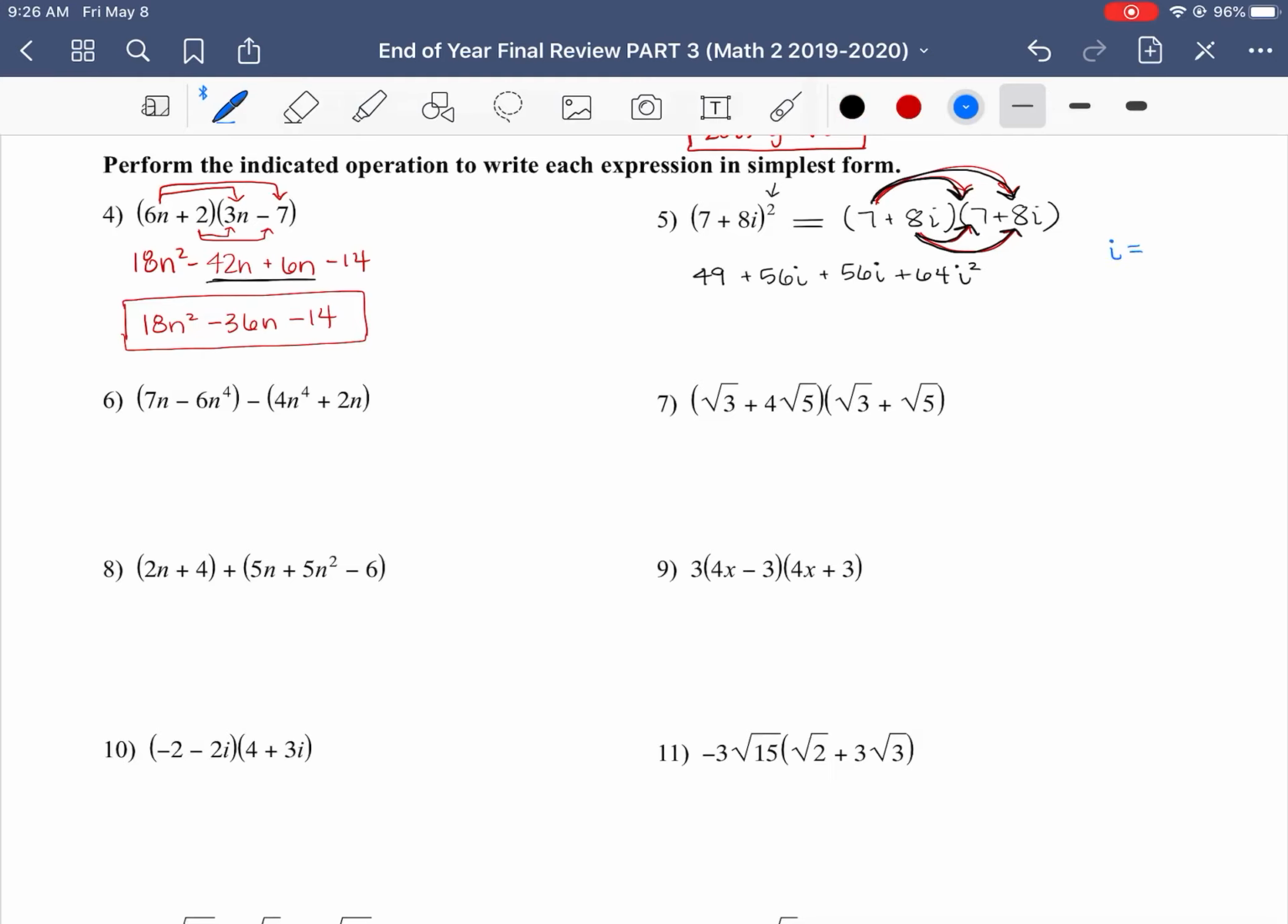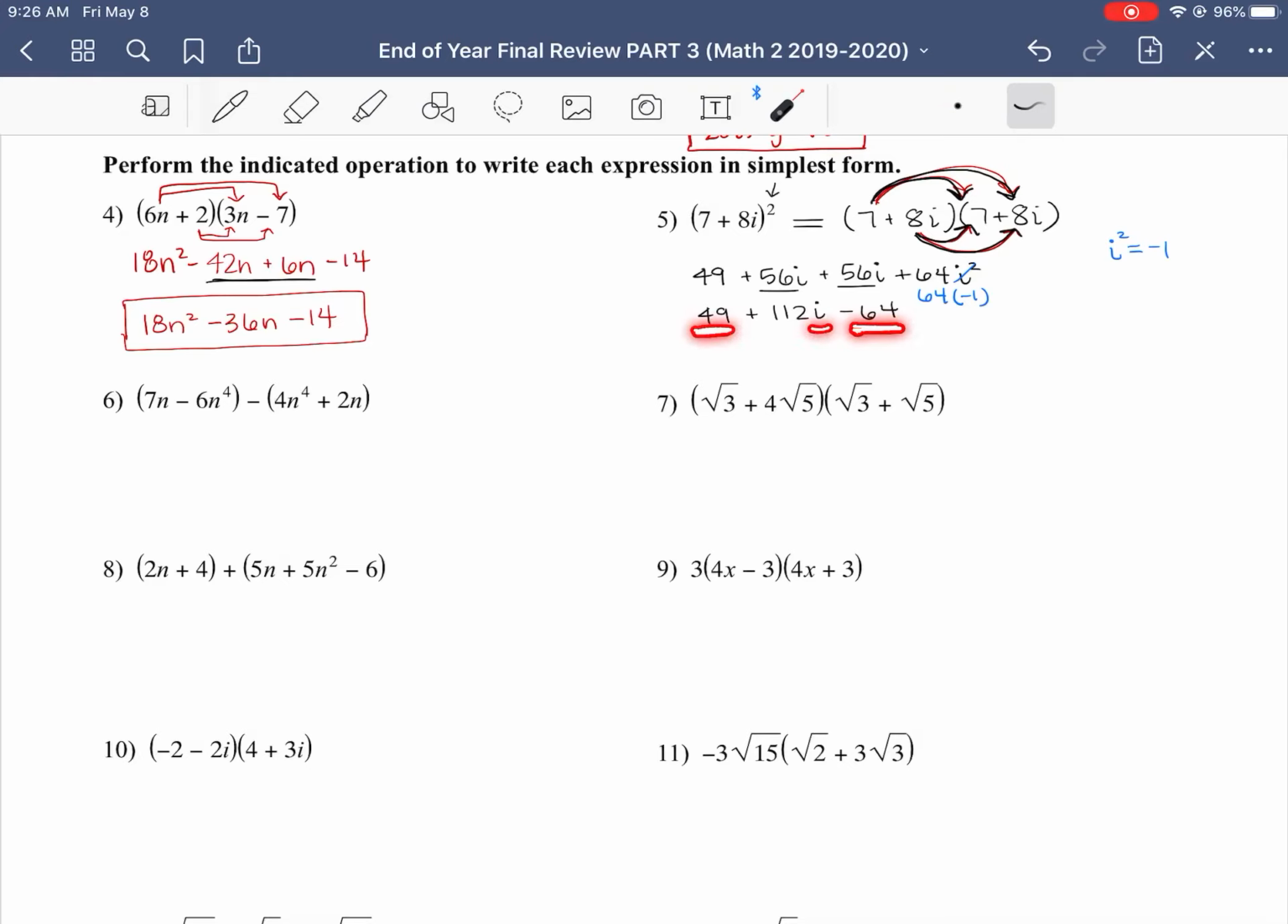Now remember, we talked about i squared is equal to negative 1. So anytime we see an i squared, that's equal to negative 1. So this last term here is really 64 times negative 1, and we can simplify that i squared so that it just goes away. So really what we're looking at here is we've got 49. I'm going to combine these two middle ones because they both have an i. They're like terms. So 56 plus 56 gives me 112i. And then here, 64 times negative 1, I have minus 64 there on the end.